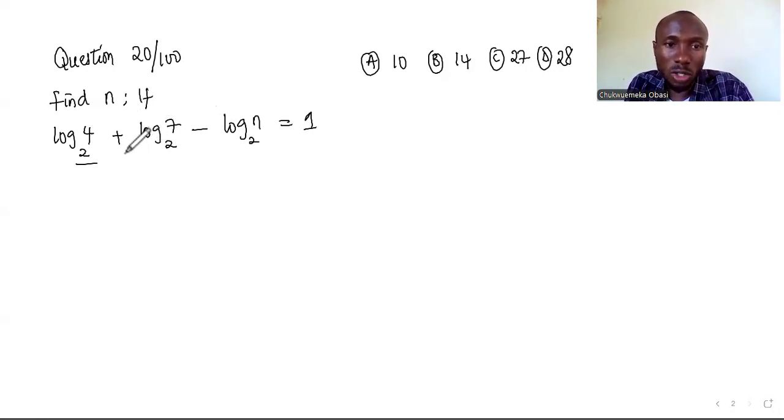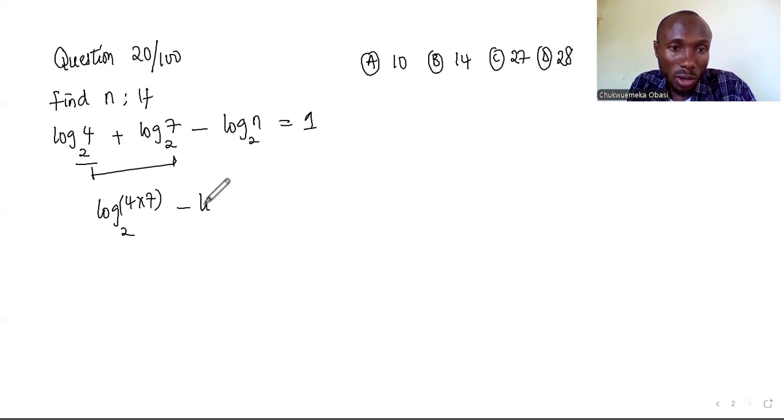Now, the first thing you want to observe is that they all have the same base. So I can go ahead and apply the laws of logarithm. The addition, I'll multiply. The subtraction, I'll divide. So these two become log 4 times 7, base 2, minus log n base 2 equal to 1. Just doing everything religiously, okay? 4 times 7 is 28, so this is log 28 base 2 minus log n base 2 equal to 1.